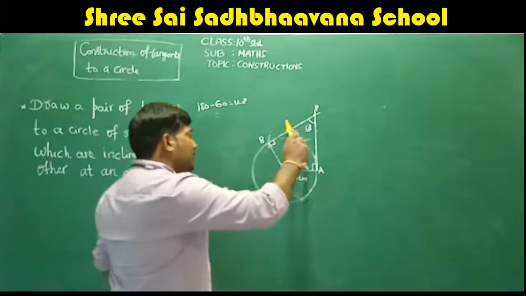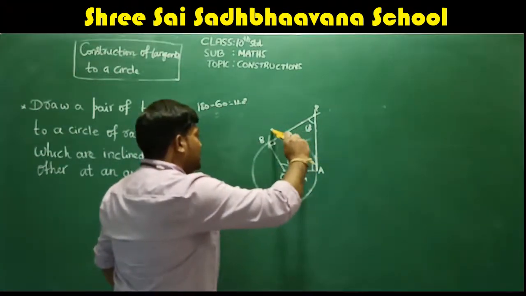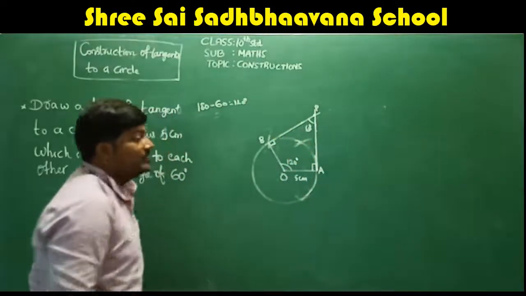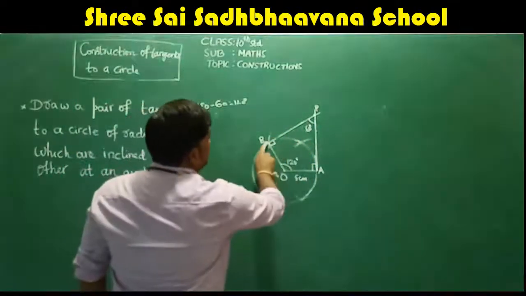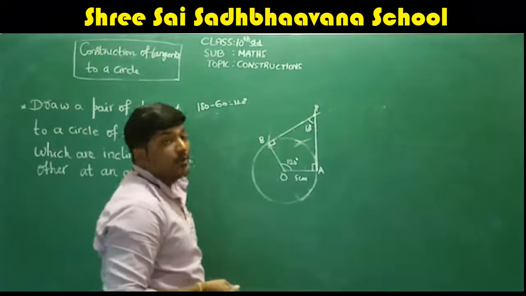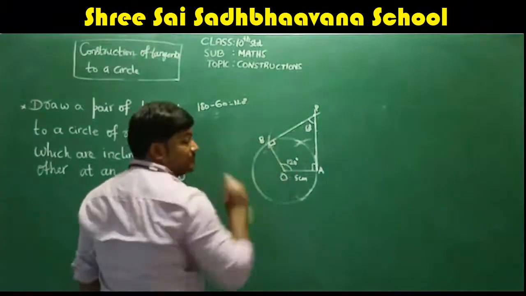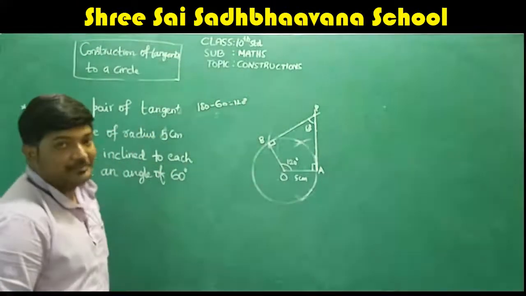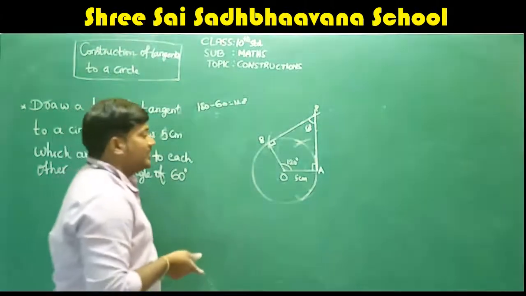So from the same point, you cut one more arc. It makes one more 60 degree. Means here to here 60, here to here 60. So 60 plus 60, how much? 120 degrees. Then join OB. So obviously OB makes 120 degrees. Correct. After that, what is the next step?